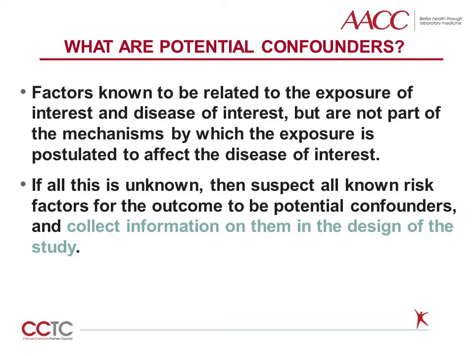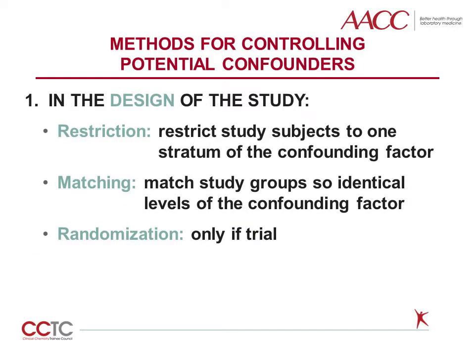And the important thing is to collect information on them in the design of the study, because in the majority of epidemiologic studies, we will not be able to correct for confounders that have not been collected in the design of the study. The randomized trial, which we will talk about in another lecture, is the only exception to that rule. What are the methods for the control of confounders?